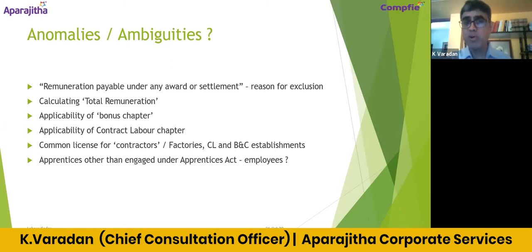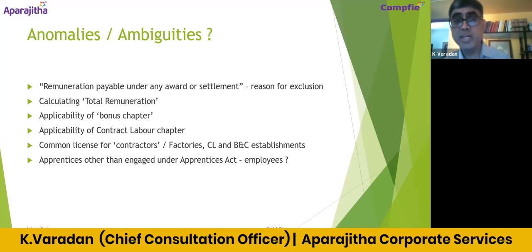Then common license for factories, contract labor, and BD and cigar establishment. Again, I wonder how can this be combined? Because when we say license for factory, it will be obtained by the occupier, right? The board, right? And when we say license under contract labor, the application will be made and obtained by the contractor. So when you combine this, who will make the application? Let it be online or manual, whatever it is. But who has to make the application? Because one is for the establishment, another one is for the contractor. I'm not very sure how can this be combined, right?